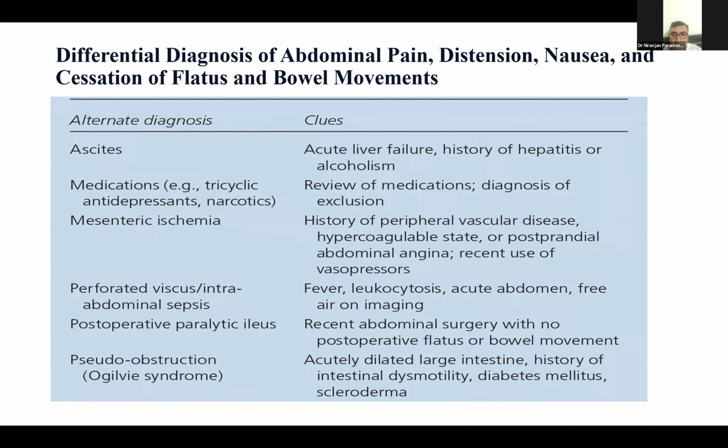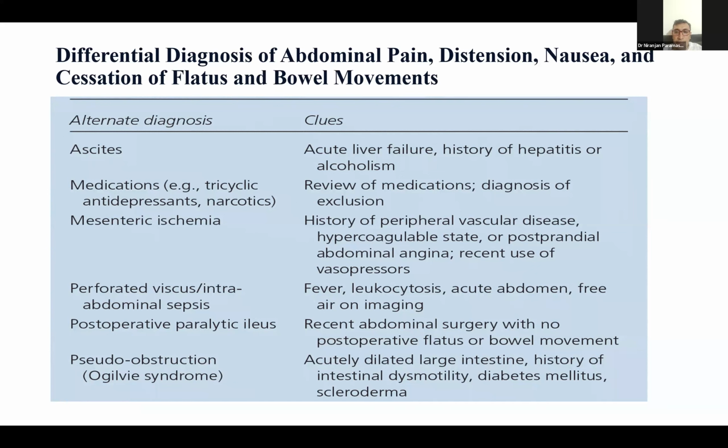So tell us what will be the difference? Ascites can present with distension and nausea. What will be the difference? How will you diagnose ascites? In ascites, bowel sounds will be present. What is a clinical sign? Shifting dullness. Fluid thrill, yes, sir. And also you put up acute liver failure. What else will be there?